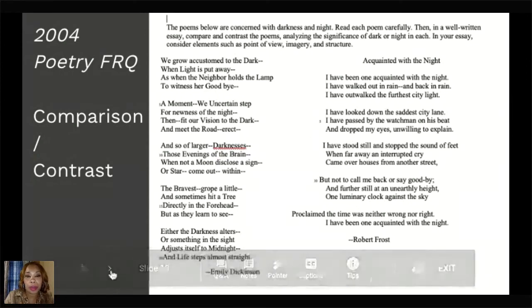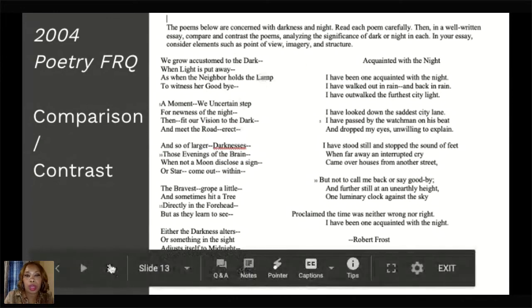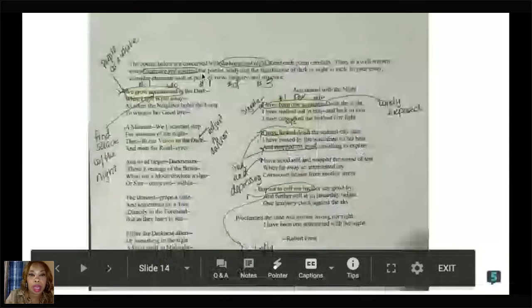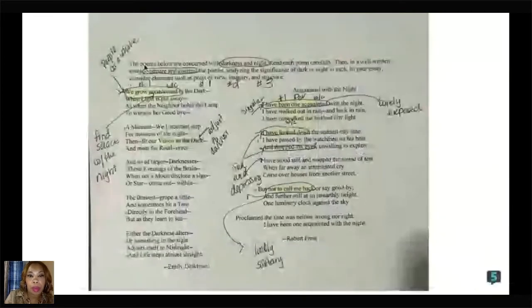Hopefully it's helpful. All right, so the first thing we want to do is annotate the prompt. If you look, I have: the poems below are concerned with darkness and night. This stands out to me, so I circle it. Then: read each poem carefully. Then in a well-written essay, compare and contrast the poems, analyzing the significance of dark or night in each. And in your essay, consider elements such as point of view, imagery, and structure. Let's look at my annotations of the actual prompt. I circled darkness and night because that is important. I know that that's what I'm focused on.